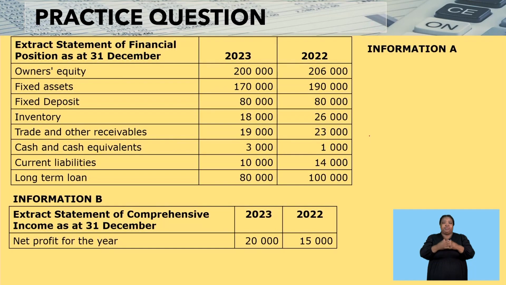With me here, I have a practice question, which is an extract of financial position as at 31 December. We have 2 years, the year 2022 and the year 2023. This forms our information A. Then we have information B, which is an extract, statement of comprehensive income. Remember, this is the income statement. We have 2 years as well, 2022 and 2023.